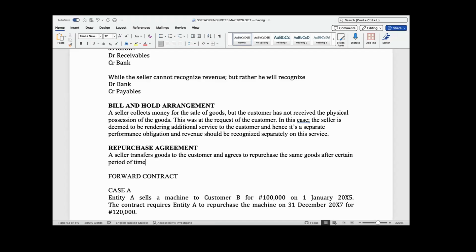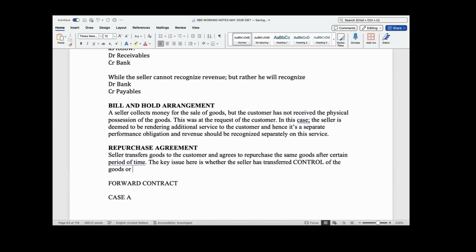After a certain period of time. So the key issue here is whether the seller has transferred control of the goods or services to the customer. That's the key issue for us to identify whether he has transferred control.